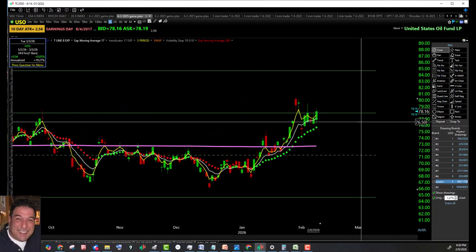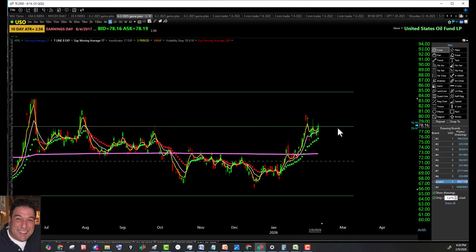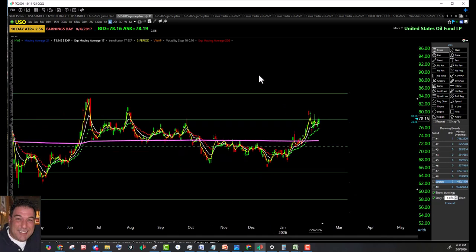Okay, we're up in quadrant 4. See us close up there. That's bullish and in an uptrend right there on USO. For the technicals, let's scoot over.